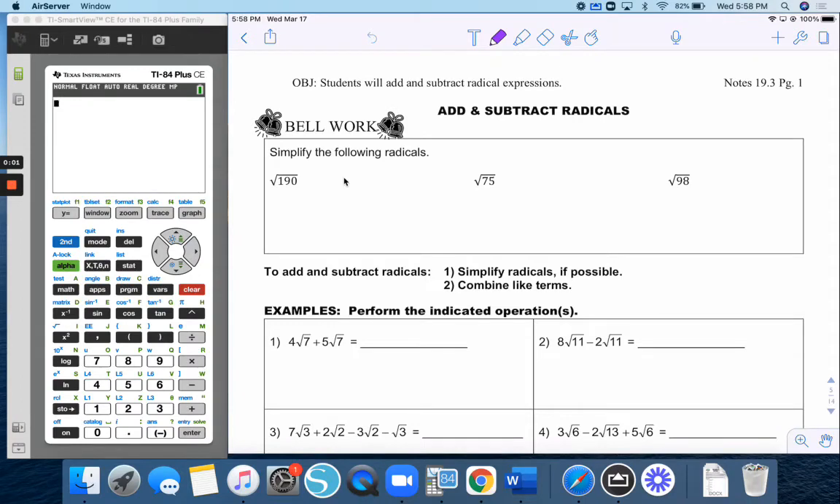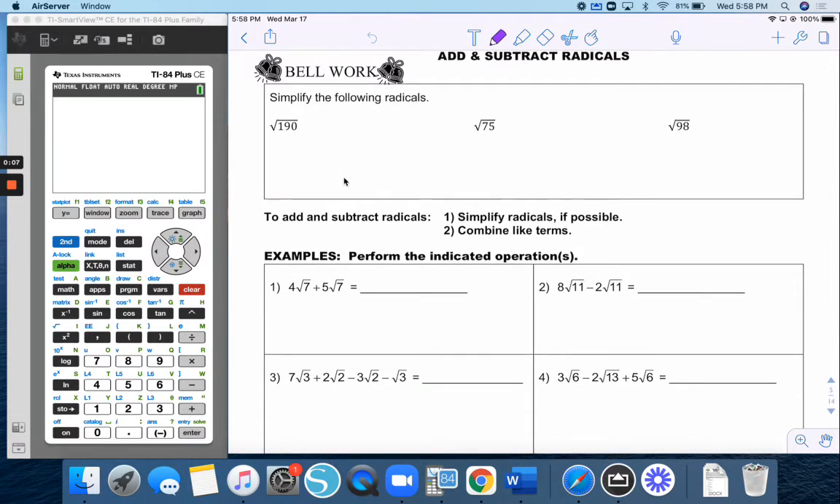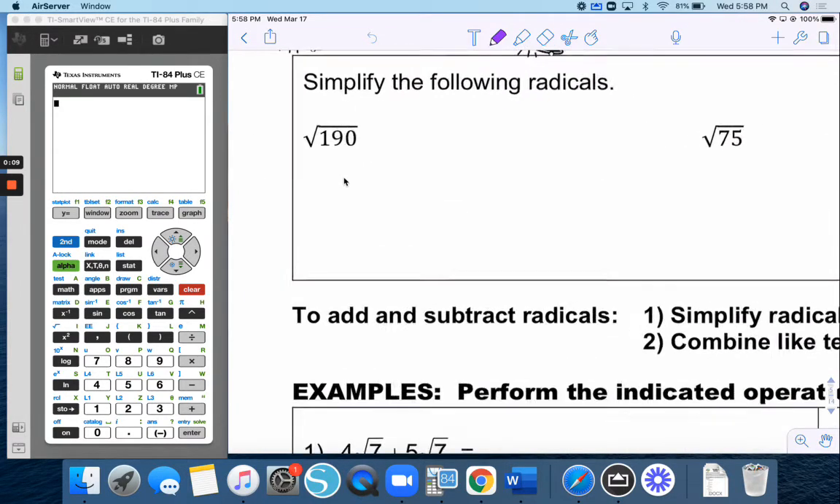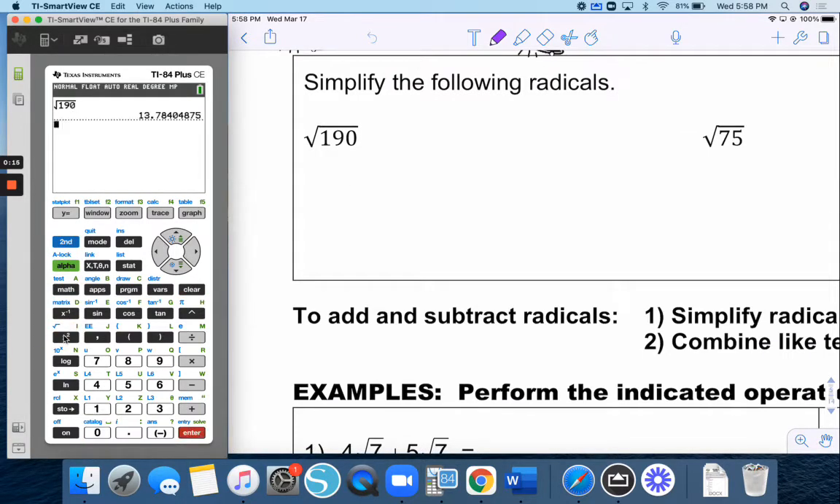This video covers notes 19.3 over adding and subtracting radicals. So first, before we get into that, let's review how we simplify. This is what we've been doing the last few days. First thing you always want to try is if you do the square roots in your calculator, make sure they don't work nicely before you start breaking them down.